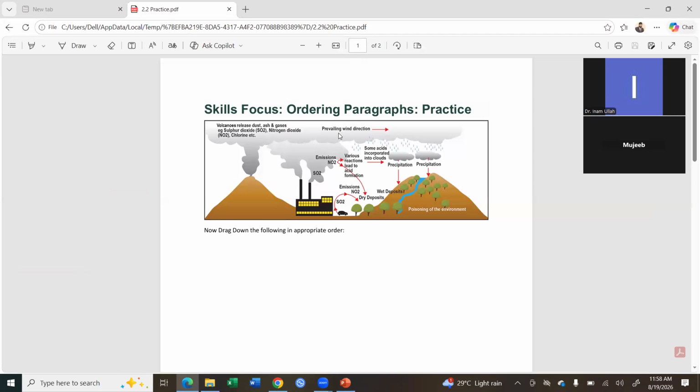So here we have again the process where volcanoes release gas and dust. It talks about the rains, the type of rains. Then the whole process is discussed here. We have emissions, NO2, various reactions lead to acid formation, dried deposits, emission of NO2, SO2s, wet deposition, precipitations, and then some acidic incorporated into clouds, poisoning of the environment, and so on.